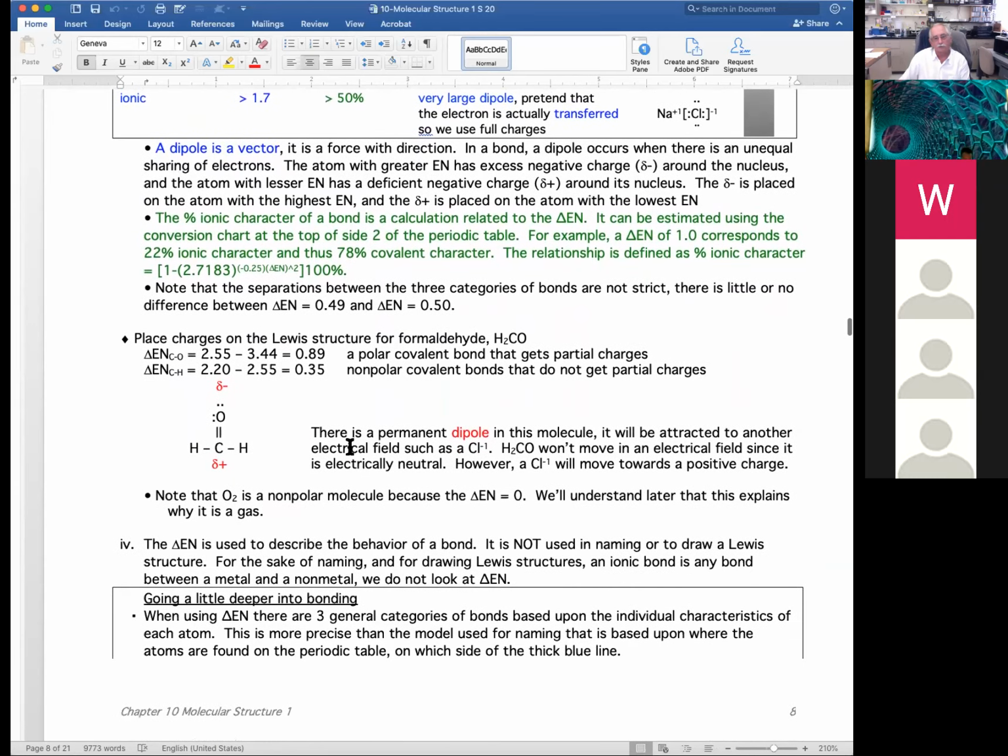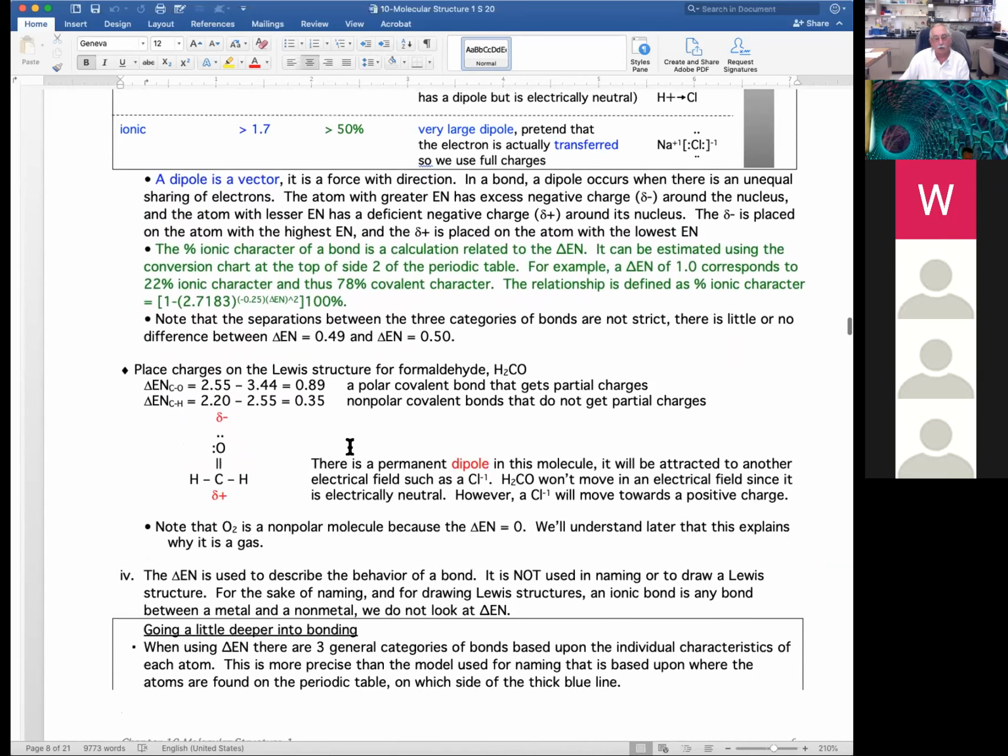So we looked at how to put partial charges onto bonds where it's deserved and where it's not. The carbon to hydrogen bond is only 0.35, so it's a non-polar covalent bond. It doesn't really affect the behavior of the molecule. This one right here happens to be 0.89, so it's a polar covalent bond. We put the partial charges on it. Now you can see that's going to affect the behavior of that molecule. That's behaving like a little magnet. Water's a magnet, isn't it?